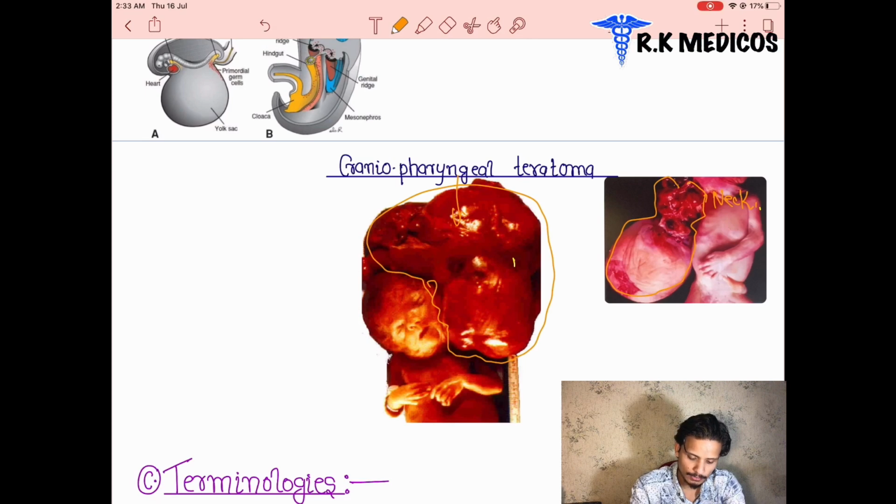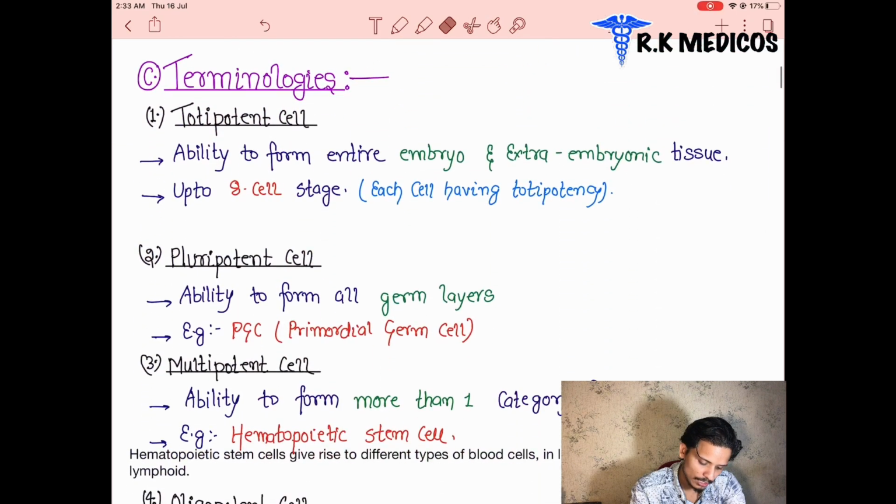In the next section we are going to see several terminologies. What are they? There are totipotent, pluripotent, multipotent, unipotent, terminologies like this. We can see the first one.